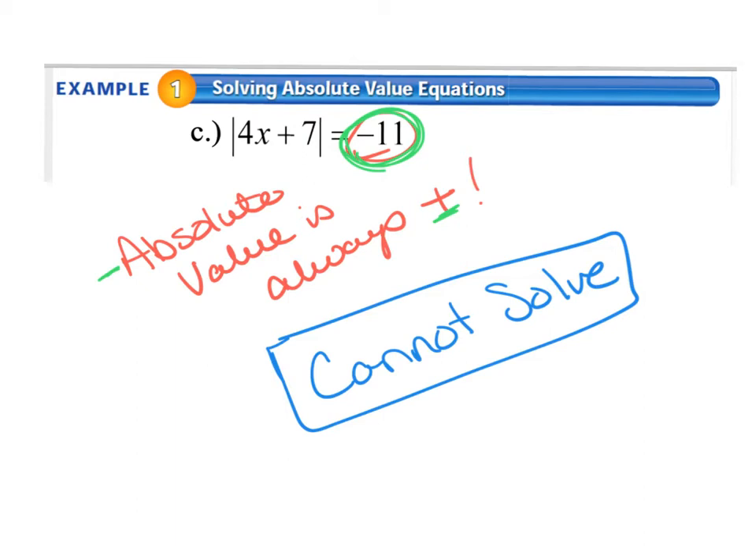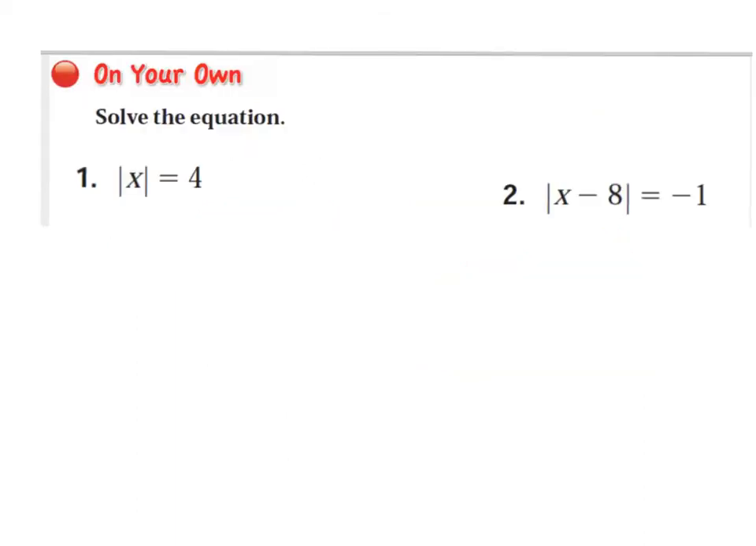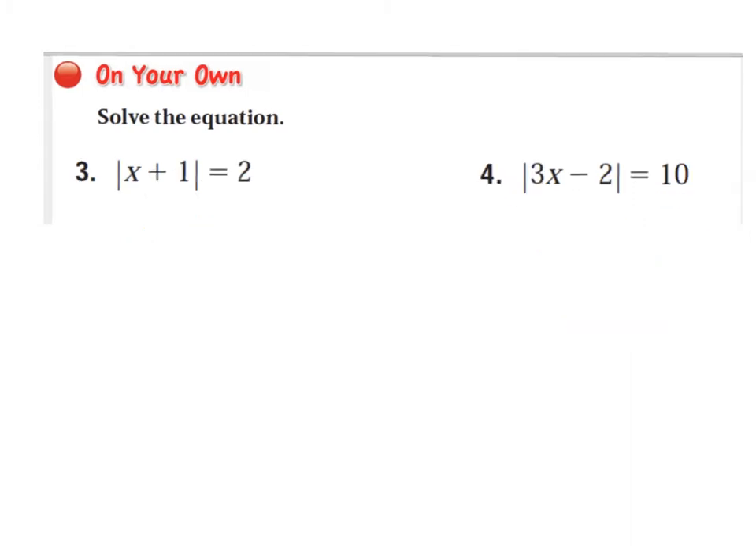So let's do a little bit of practice. Pause the video and do them if you want to. Otherwise, here we go. Absolute value of x is 4, so I could have a positive case. I could have a negative case. Absolute value of x minus 8 equals a negative 1. Look at the negative. Absolute value cannot be a negative. So this is a cannot solve question. Both of these have positive answers, so we can solve them. If you want to pause the video and try them, do that.